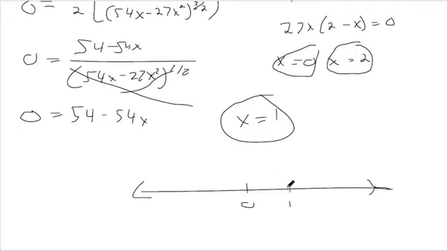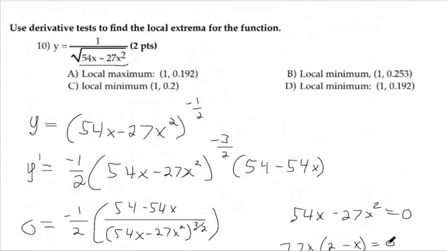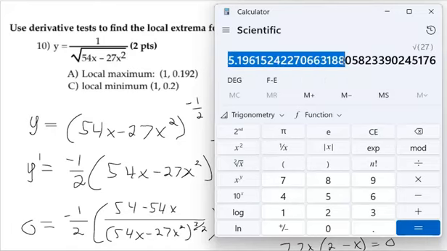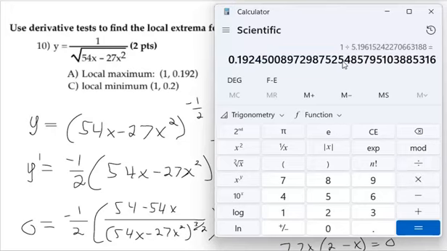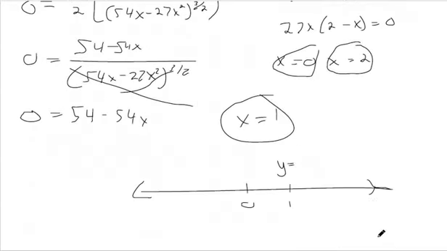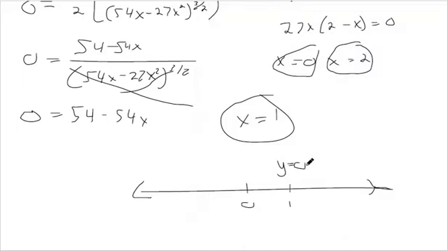Here's x equals 1. We want to know what the y value is so we can get the question right. And the y value comes from plugging 1 back into the original function. So if you plug 1 into the denominator, you get 54 minus 27. And then if you take a square root, and then it's 1 divided by that answer, so we get 0.192. So let's forget about this one, let's forget about this one. It's either of these two. It's either local max or local min.